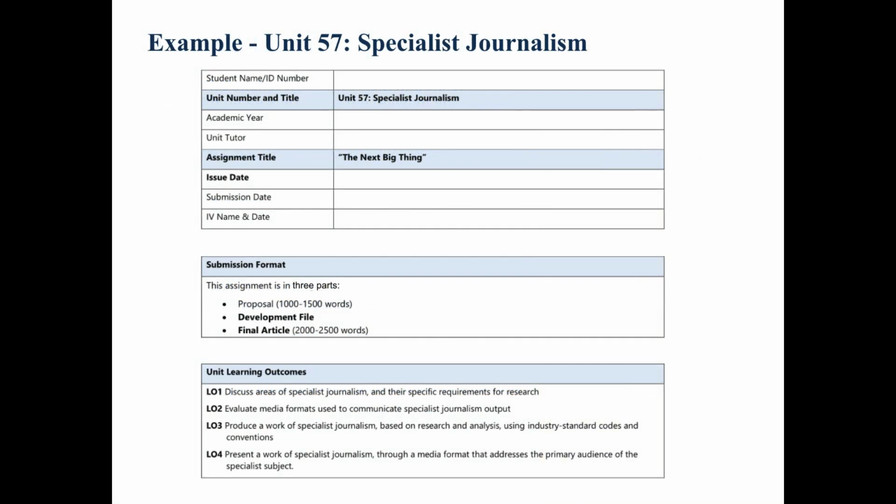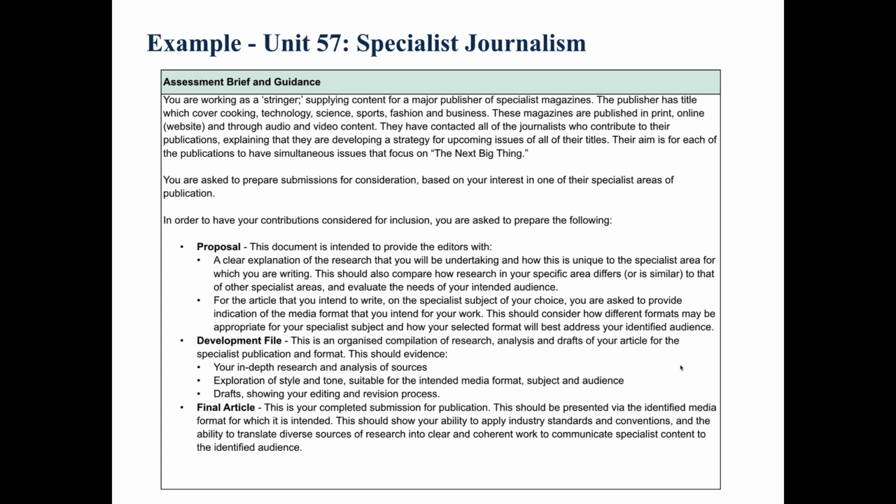So let's look at an example. This is from the Creative Media Production Qualification, Specialist Journalism Unit. And you can see that the submission format states very clearly that the assignment is in 3 parts, tells you what they are, in some cases gives you the relative size of what we're expecting. All 4 learning outcomes are presented here, which means that this is a single unit assessment. And then this is the brief.